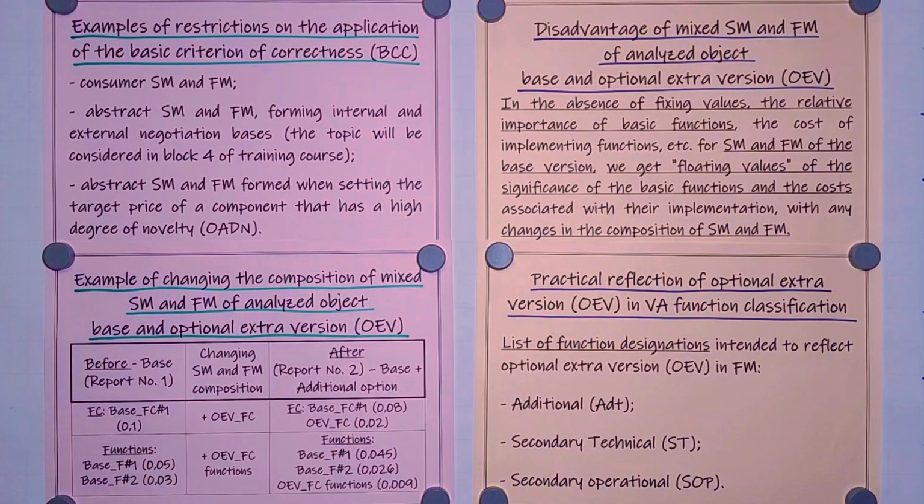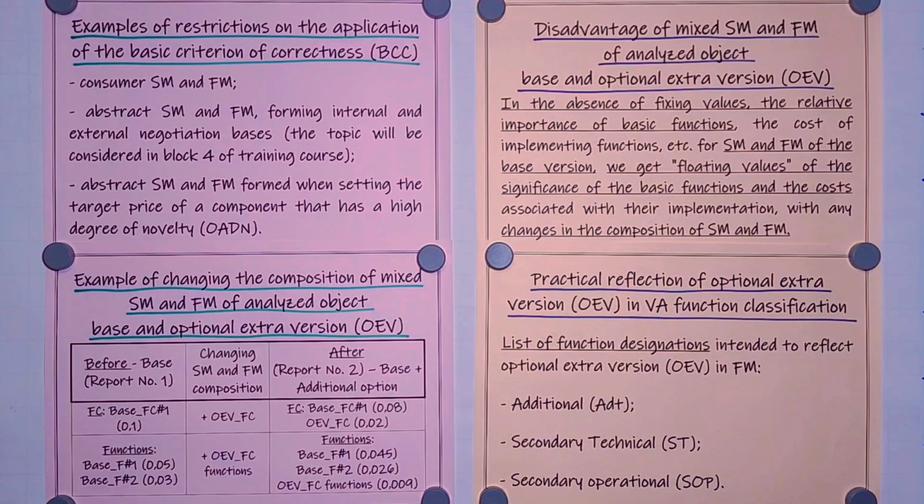The third restriction concerns abstract structural and functional models formed when setting the target price of an analyzed object that has a high degree of novelty, i.e., when it is impossible to comply with the principle of continuity of product generations during design, and there are no complete structural and functional models for products of the previous generation of analog products developed by competent companies.